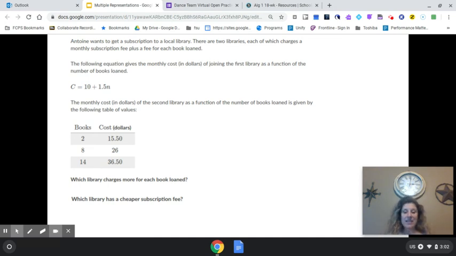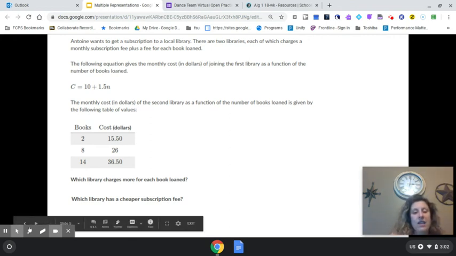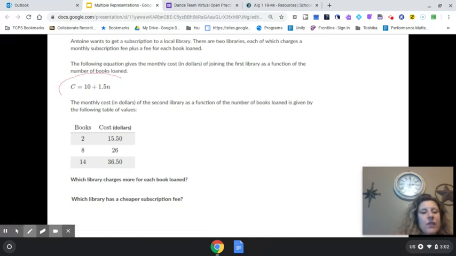Okay, so let's take a look at these 2 functions. First of all, library 1, we have an equation for. That's kind of nice. So I'm just going to circle this first function and label that library 1. The second library we do not have a function for, so it would be kind of nice if we could come up with an equation for it. So let's first find the slope and then we'll find the y-intercept. So I'm going to use these first 2 points to find the slope.